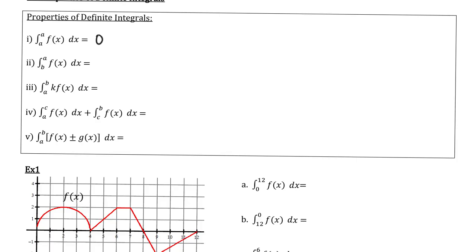If you take the integral from b to a of f of x dx, that's the same as going backwards, so it's going to be the negative integral of a to b f of x dx. So if you switch the lower and upper bounds, you switch the sign. If you take the integral from a to b of a constant times f of x, you can do the integral from a to b and multiply your result by the constant.